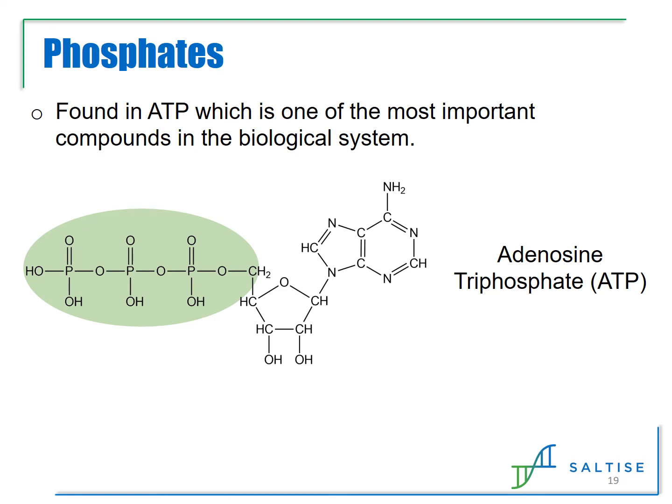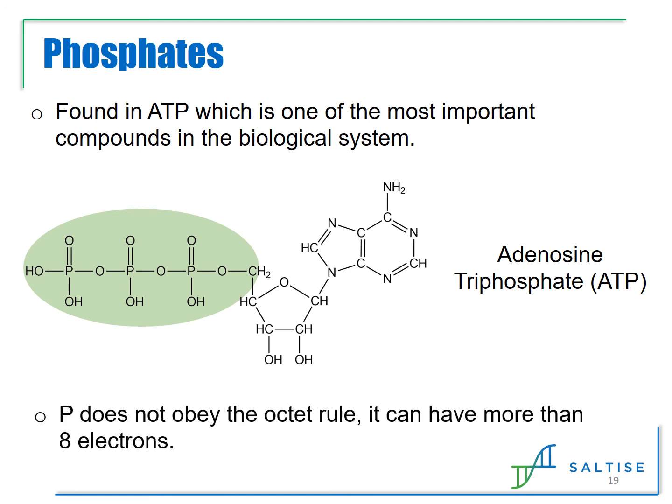You may have noticed that the phosphorus atom does not actually obey the octet rule. It can actually have more than 8 electrons around it. Here you can see that the phosphorus atoms have 10 electrons around them. This is often the case for any of the elements that are in row 3 or lower on the periodic table.